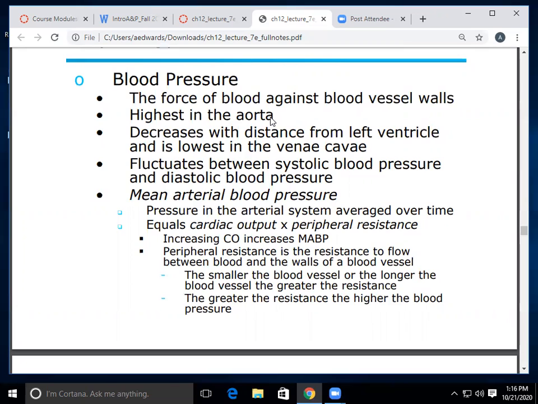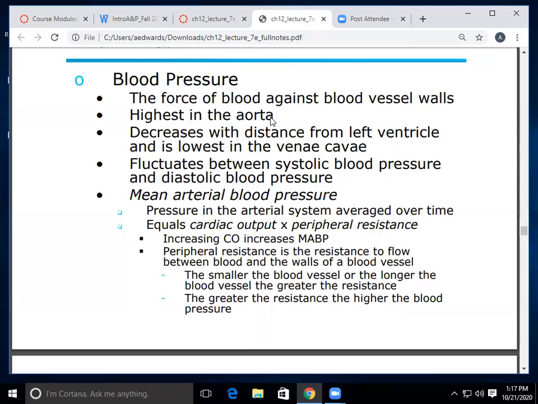All right. We've talked about blood flow. Let's talk a little about blood pressure. So blood pressure has to do with the force of blood moving against the walls of your blood vessels. Okay, so when you get your blood pressure taken, that's what it's actually measuring: how hard that blood is hitting against the walls of your blood vessels.